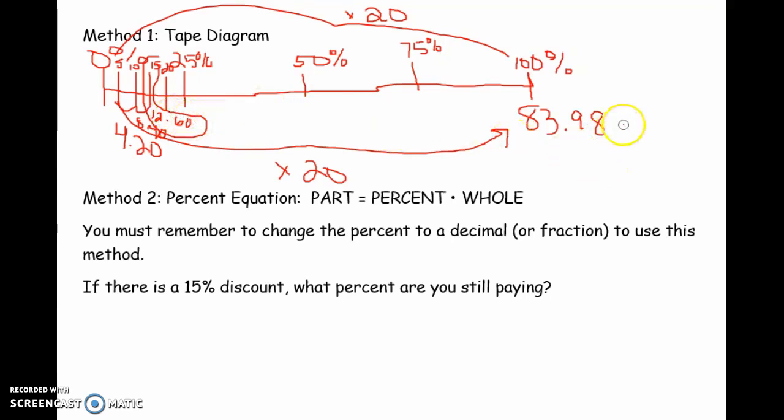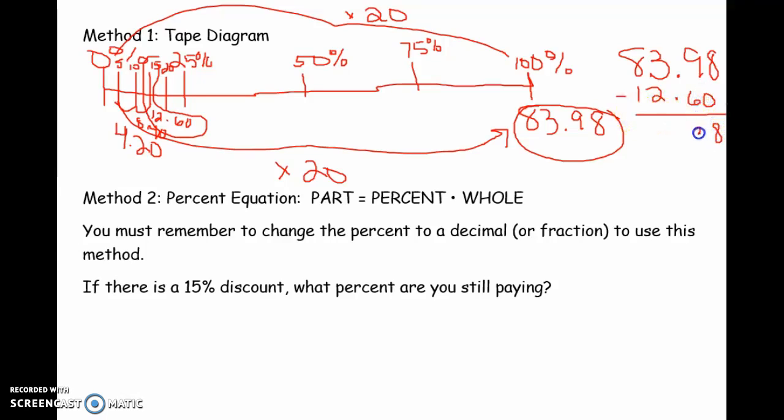So what this means is this is the amount originally. After I take my 15% off, oops, my gosh, you can tell it's 10 o'clock at night. After I take that amount off that I've saved, I'm subtracting. It's a markdown, it's a discount. So I'm subtracting $12.60.